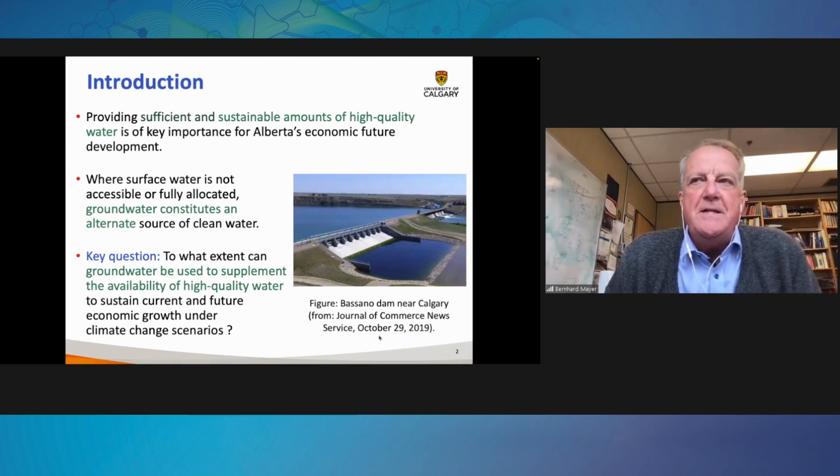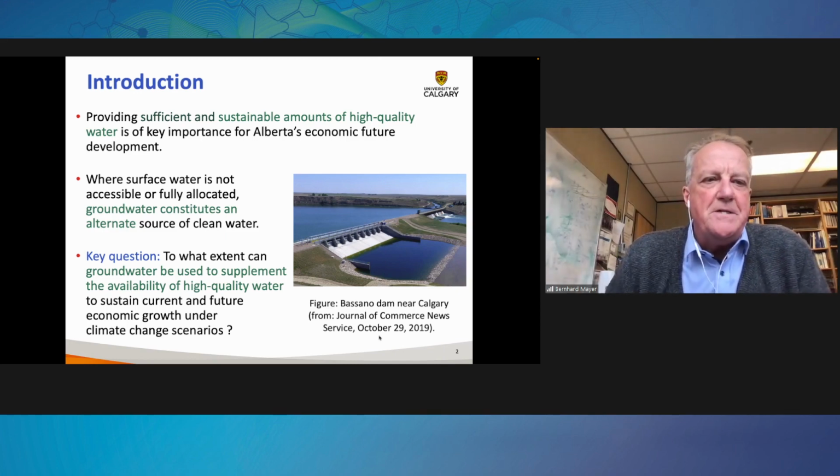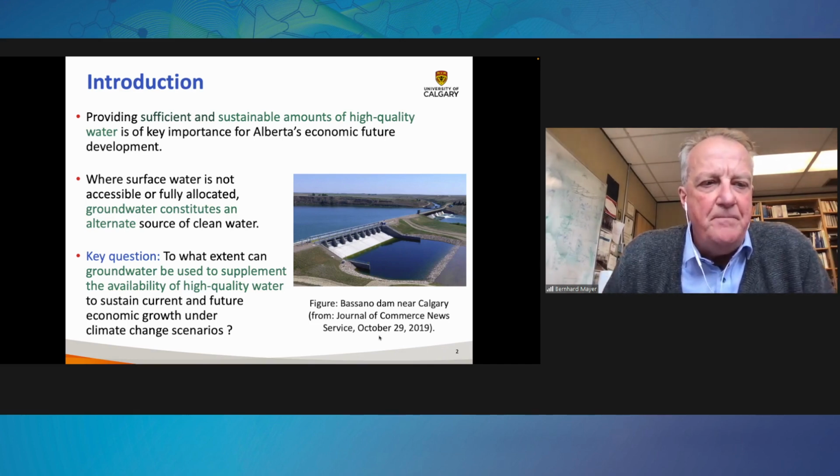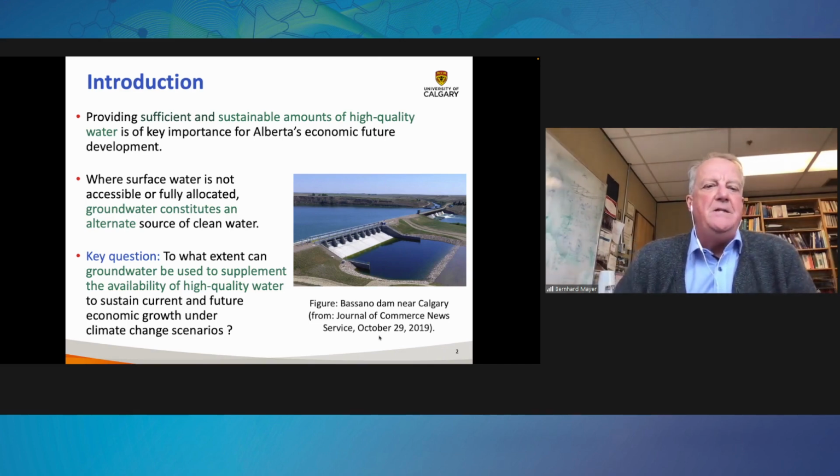Providing sufficient and sustainable amounts of high-quality water is of key importance for Alberta's economic future development. Where surface water is not accessible or where it is fully allocated, such as in the southern part of the province, groundwater constitutes an alternate source of clean water. But one of the key questions we need to answer is to what extent groundwater can be used to supplement the availability of high-quality water under various climate change scenarios.